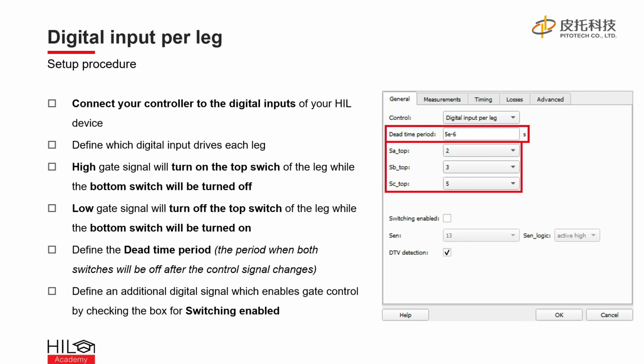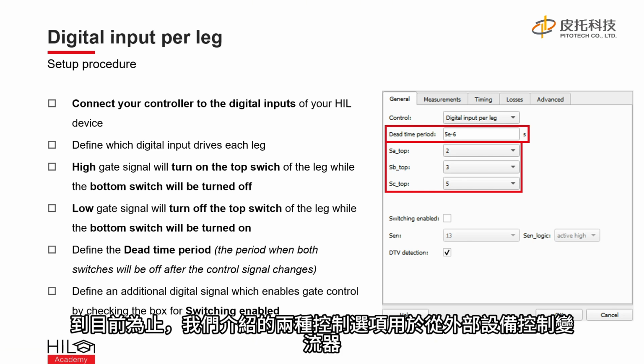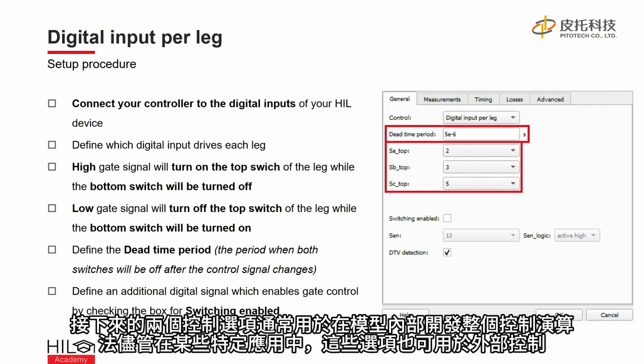The two control options we've covered so far are used to control converters from external devices. The next two control options are typically used when developing the entire control algorithm inside the model, though these can be used for external control as well in some specific applications.